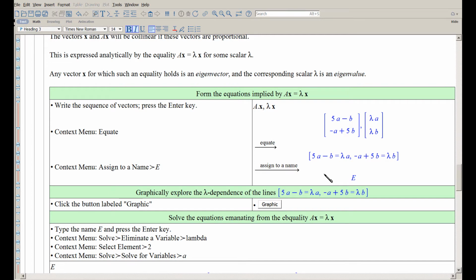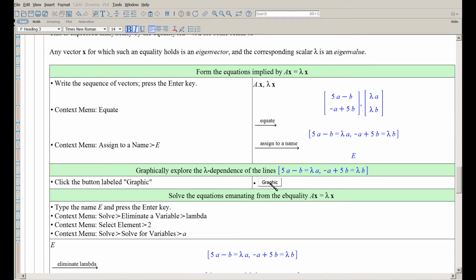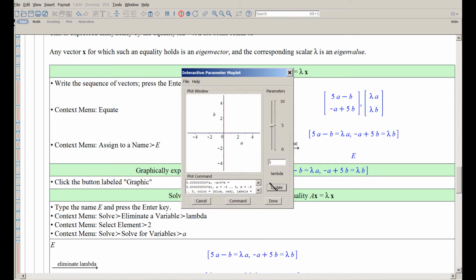So here we have 2 equations in 3 unknowns. There are the variables a and b. They constitute the vector x and this parameter lambda. How can we think about this? Well, here's a graphical way to think about this. I'm going to generate this graphic.